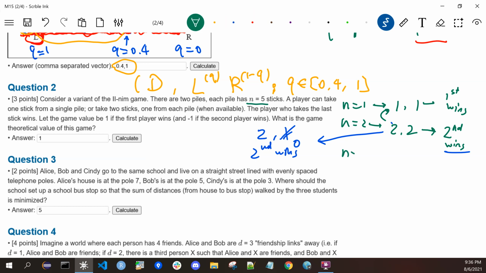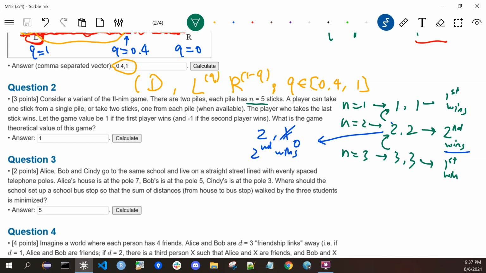So when n is 3, we have 3 and 3. So the trick here is the first player wants to win, so the first player can choose to convert the game into a 2-2 game. So suppose I'm the first player. Then I can just take away 1 stick from each pile. It becomes a 2-2 game, and we already know that in the 2-2 game, the second player wins.